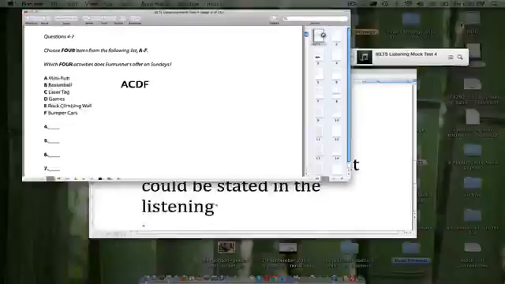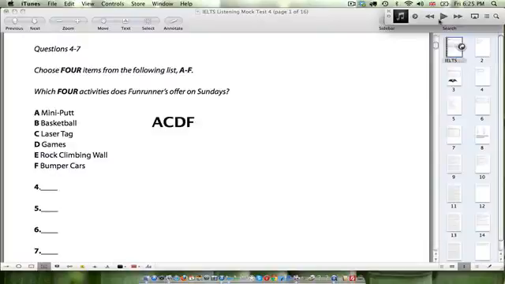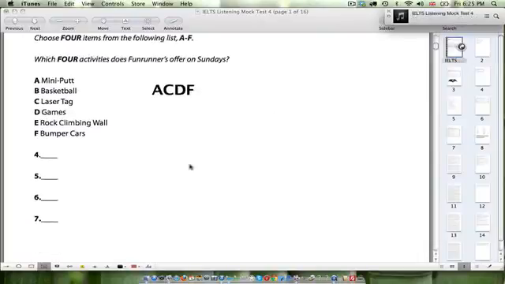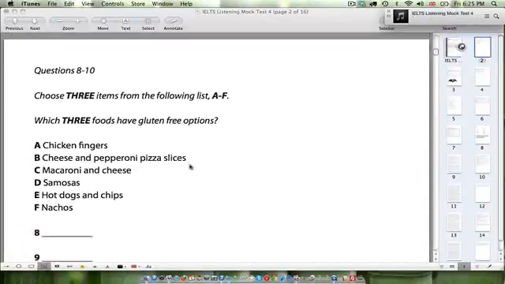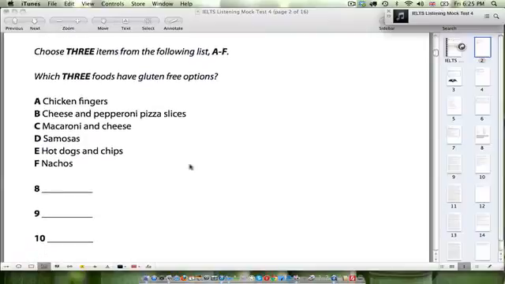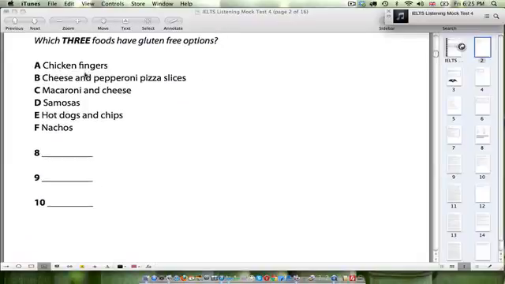Okay, so let's continue with the listening. You have some time to look at questions 8 to 10. Okay, only 3 questions. This should be fairly easy. Choose 3 items from the list. Which 3 foods have gluten-free options? Again, these foods will likely be stated exactly as they're written here in the listening. So chicken fingers, cheese, pepperoni pizza, macaroni and cheese, samosas, hot dogs and chips, nachos. Key here is gluten-free.